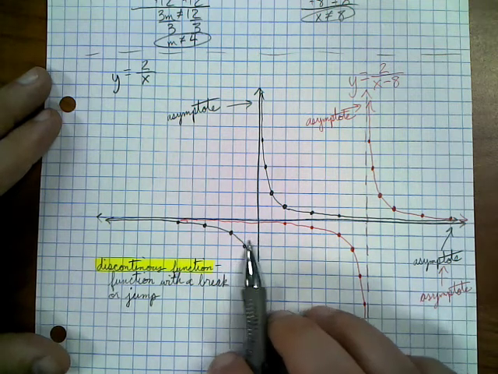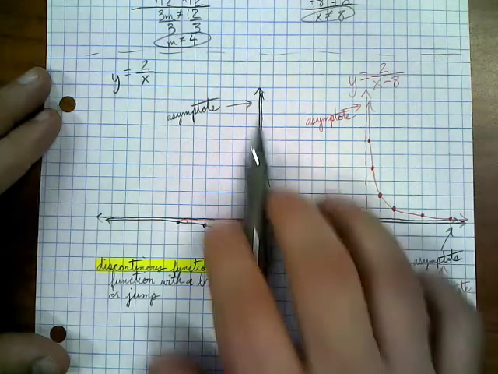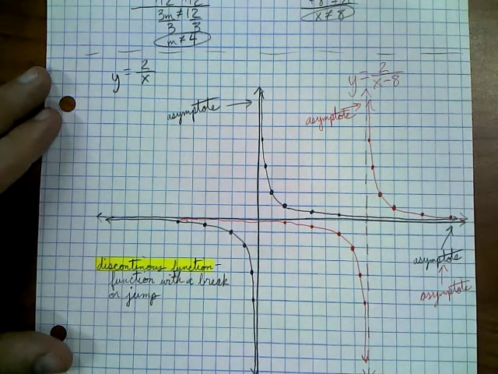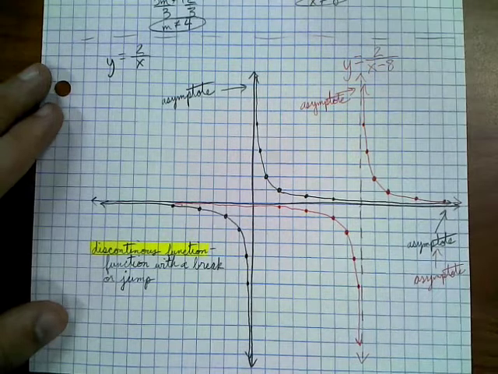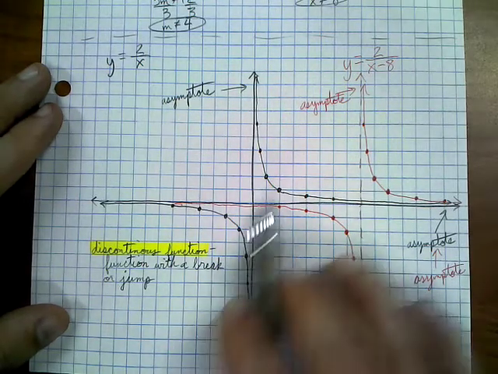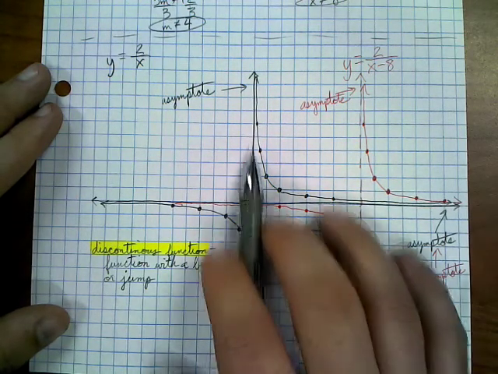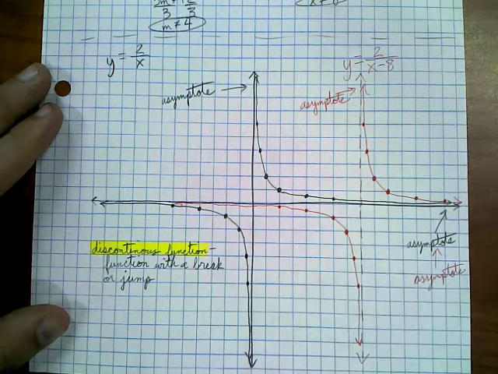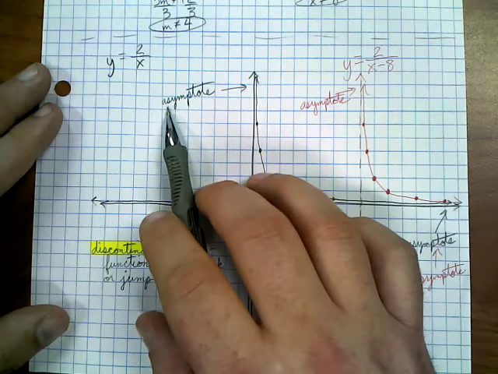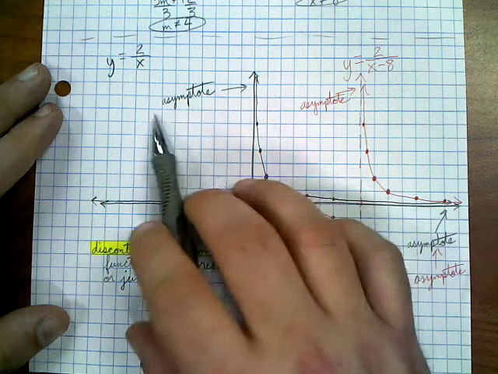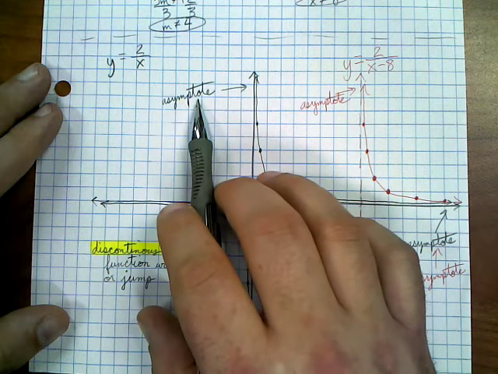Using that idea, we were able to graph out several points to see the curve of our inverse variation. These two curves will approach the y-axis and the x-axis, but never cross them. That's why they're called asymptotes. An asymptote is a line that the graph will approach, but never cross.